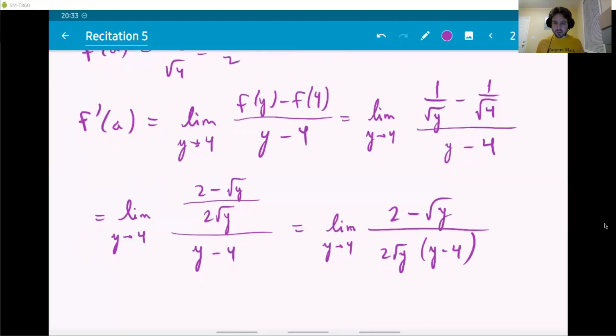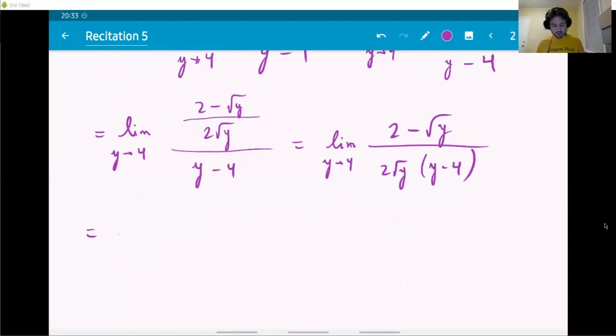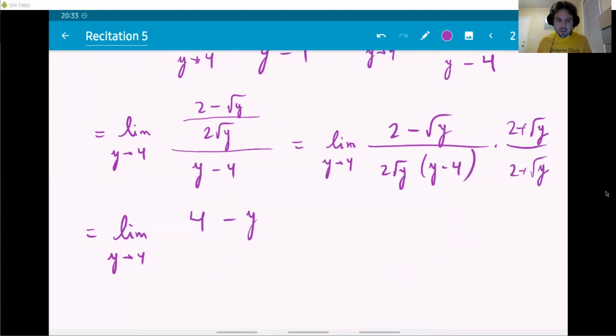Now, some simplification needs to happen. If you recognize there's a difference involving a square root, you probably know that you want to multiply and divide by the conjugate. So the numerator will become 4 minus y. Let me write the conjugates here. It's 2 plus root y. Numerator will become 4 minus y. Denominator, don't distribute anything out.